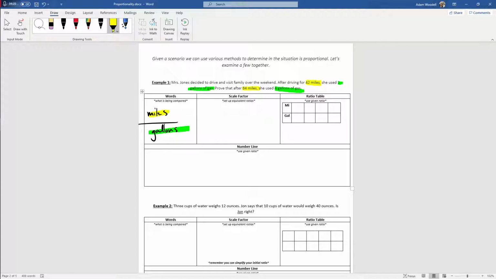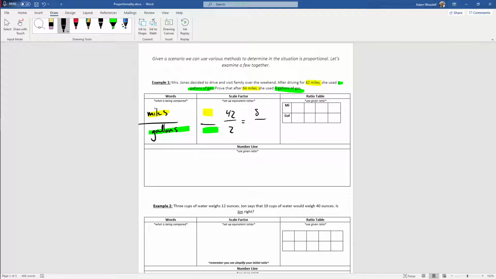So my scale factor, my equivalent ratios, well, let's see. What did I put in yellow? So I said it's going to be yellow somewhere, and then green on the bottom. So miles, I had 42. And how many gallons was 42 miles? Oh, 2 gallons. Set that equal to my other ratio, some other ratio of miles to gallons.